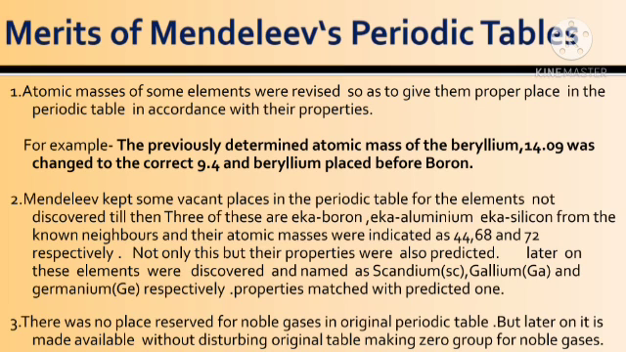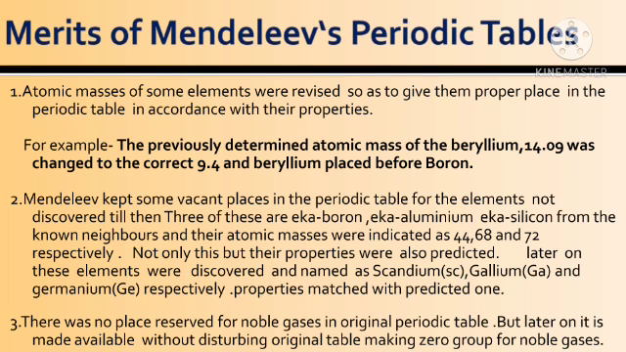Second, Mendeleev kept some vacant places in the periodic table for elements not discovered till then. Three of these are Eka boron, Eka aluminum, and Eka silicon. From the known neighboring elements, their atomic masses were indicated as 44, 68, and 72 respectively. Not only were vacant places kept and atomic masses predicted, but some properties of those elements were also predicted. Later on, these elements were discovered and named scandium, gallium, and germanium respectively.